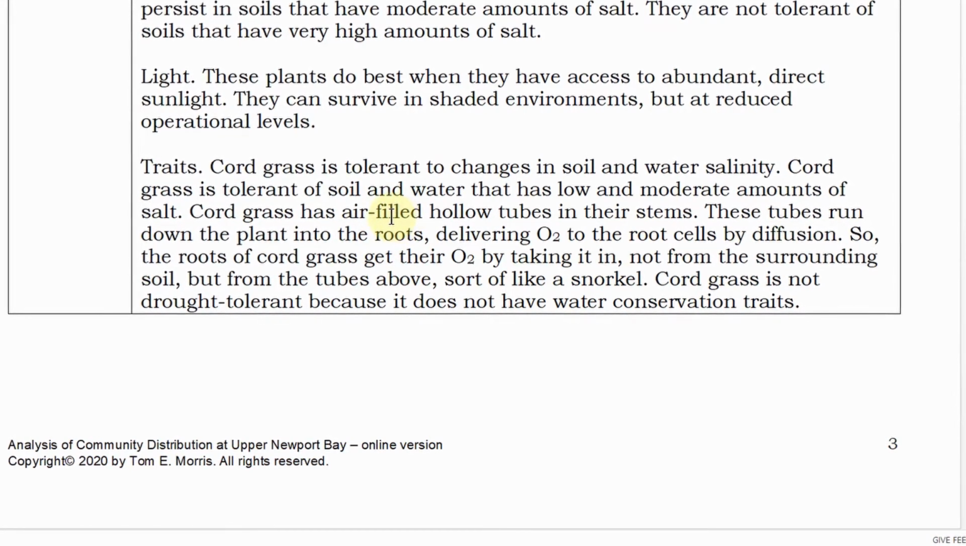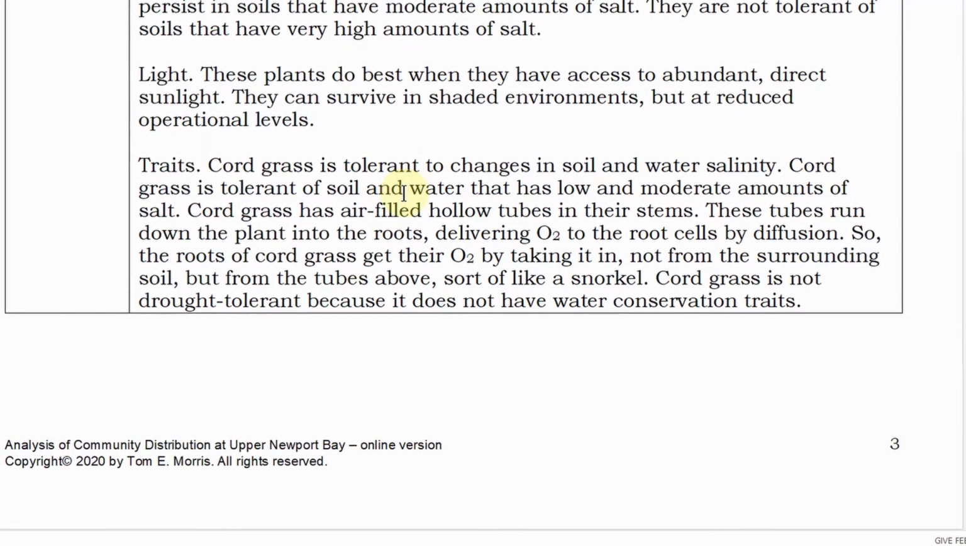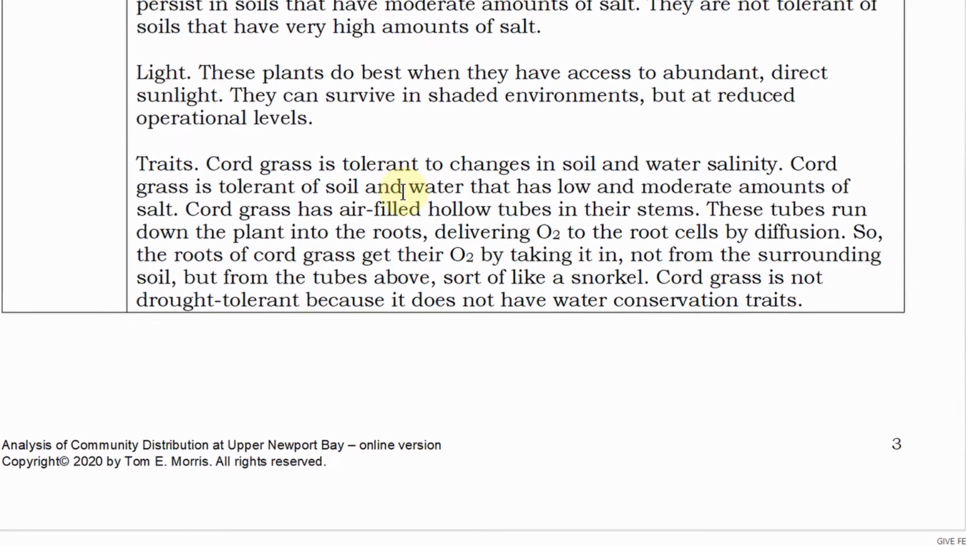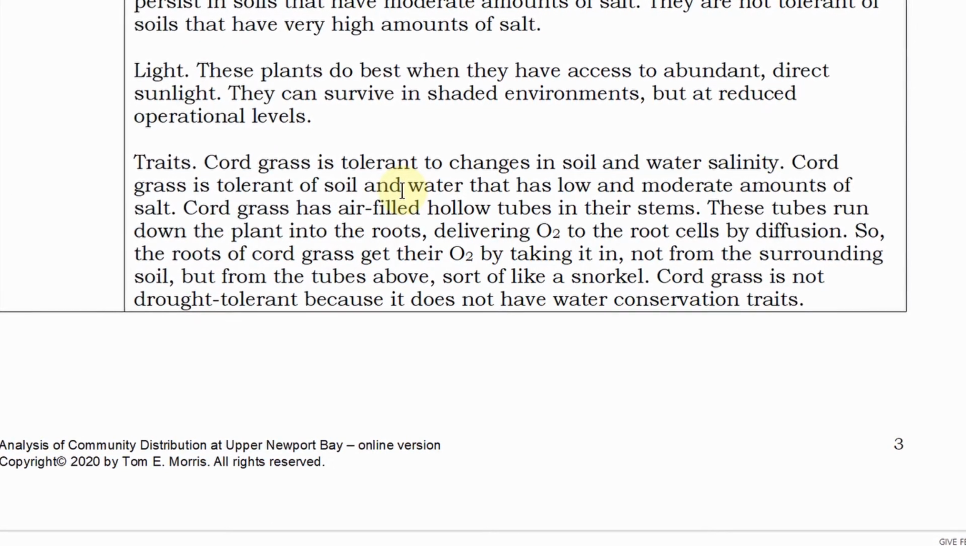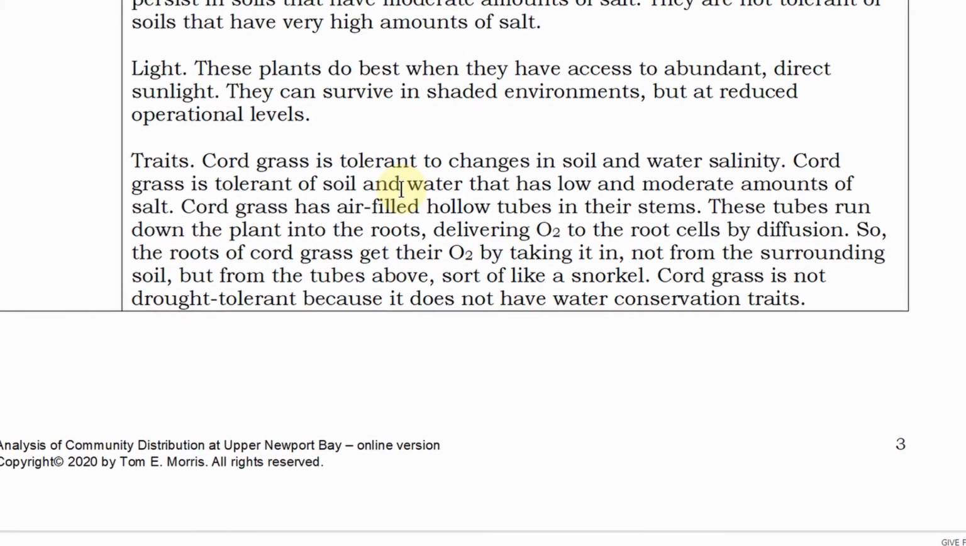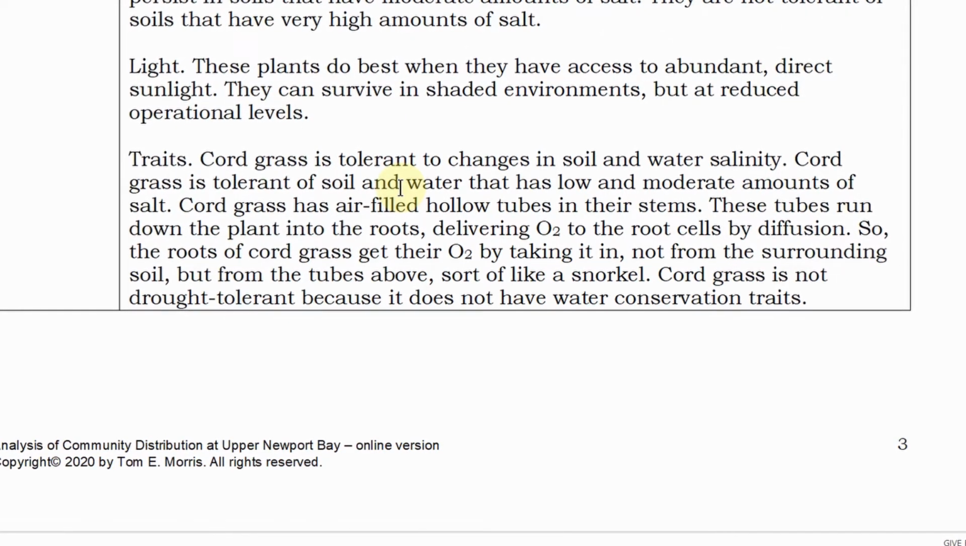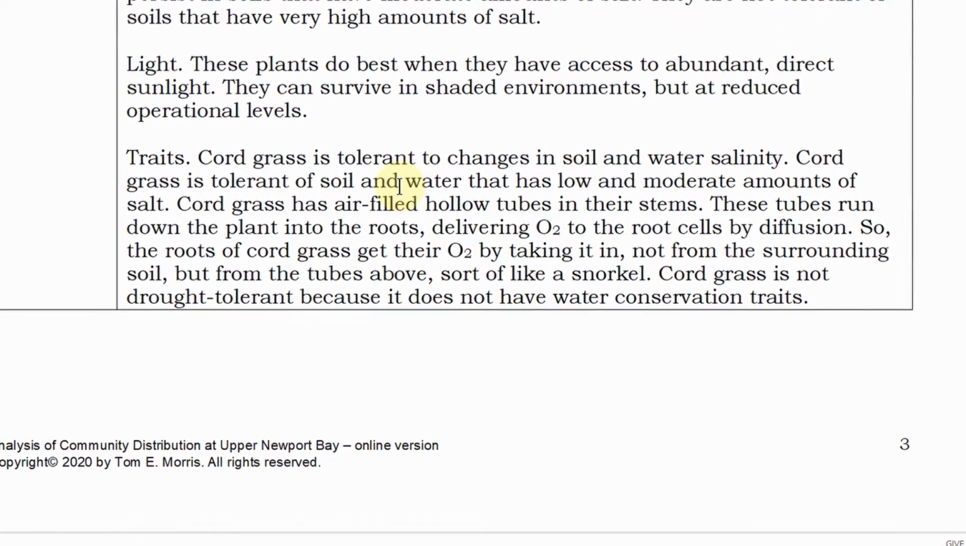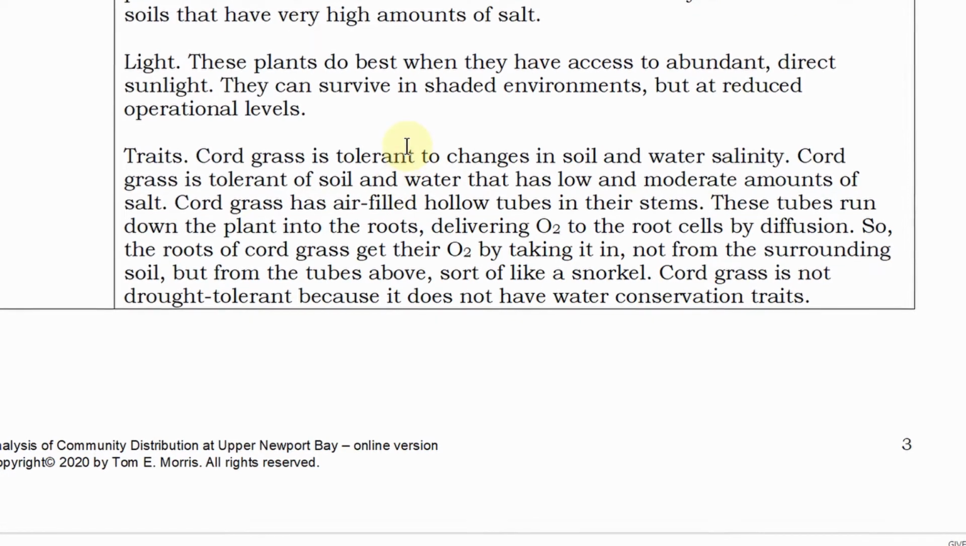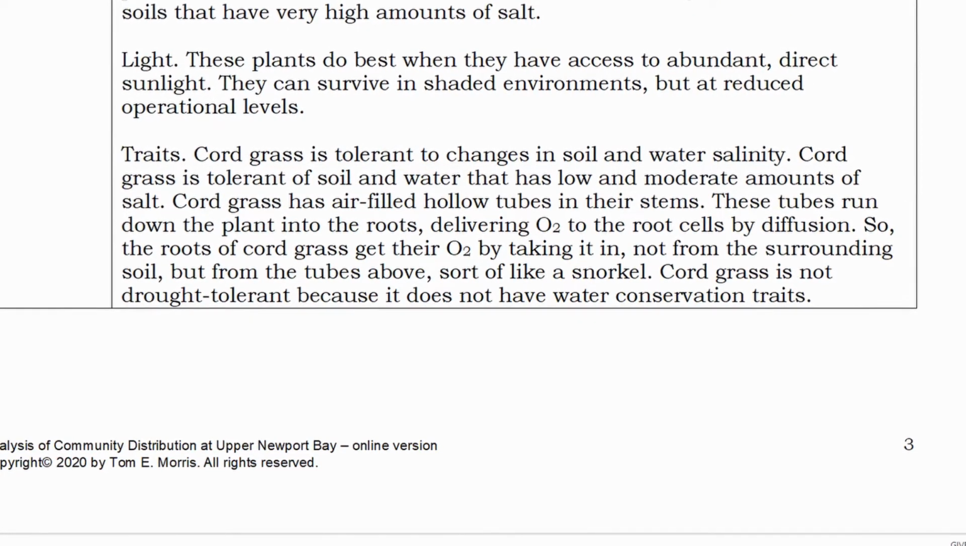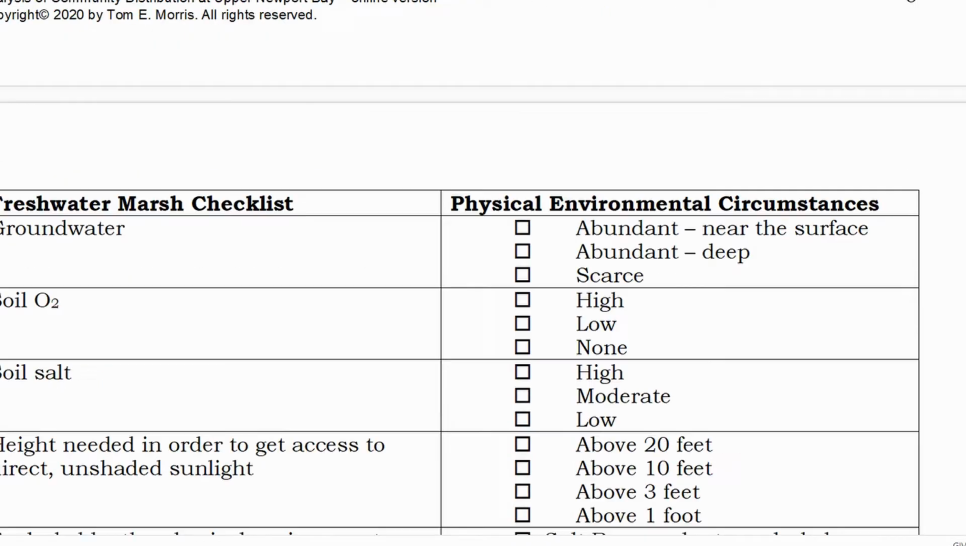So that kind of gives you a brief survey of the different plants in the different communities. I want to talk with you now about Table 2 and give you the context for that.